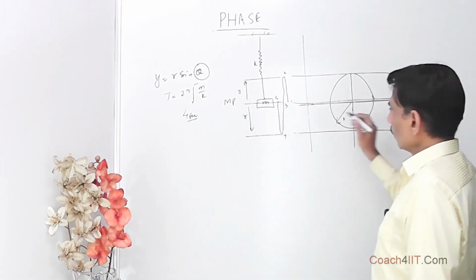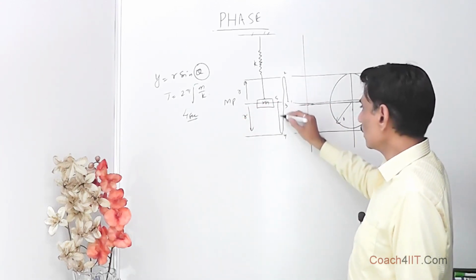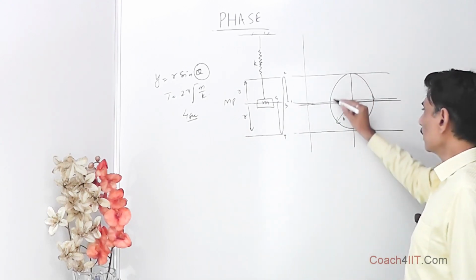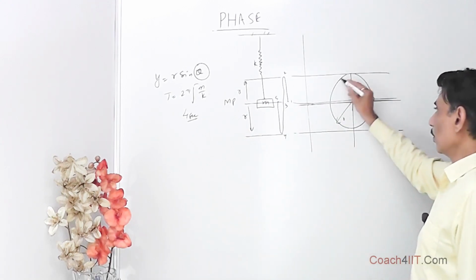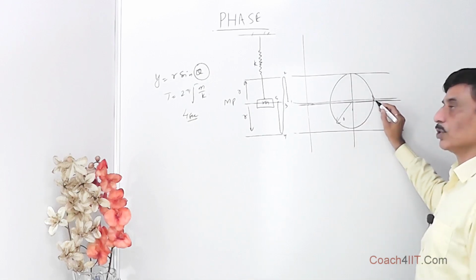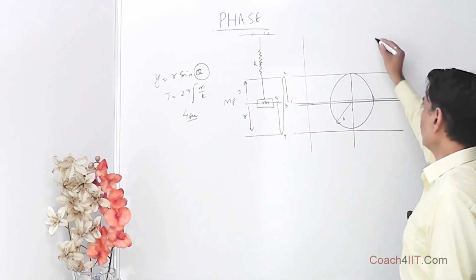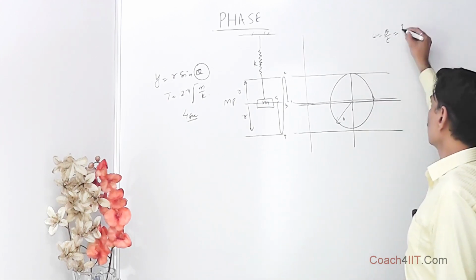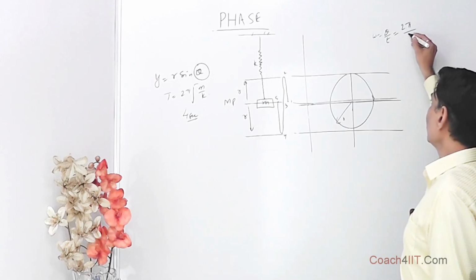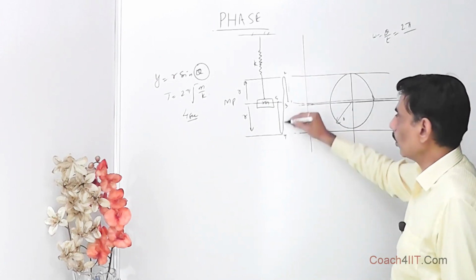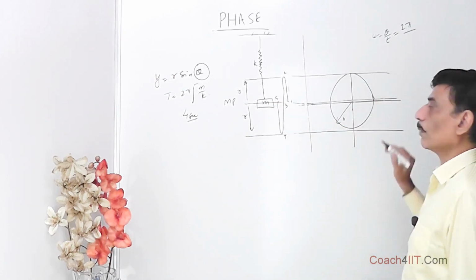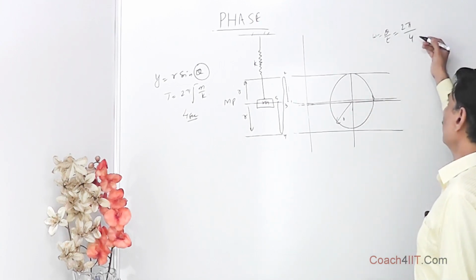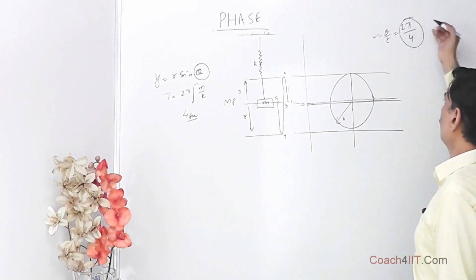If this motion is a projection of the circular motion, the circular motion should also complete one revolution in 4 seconds. If the time of oscillation is 4 seconds, the particle moving in this circle of radius r should also complete one revolution in 4 seconds. We know omega is theta by t. Theta for one revolution is 2 pi, so omega is 2 pi by T, and from here we get the value of omega.